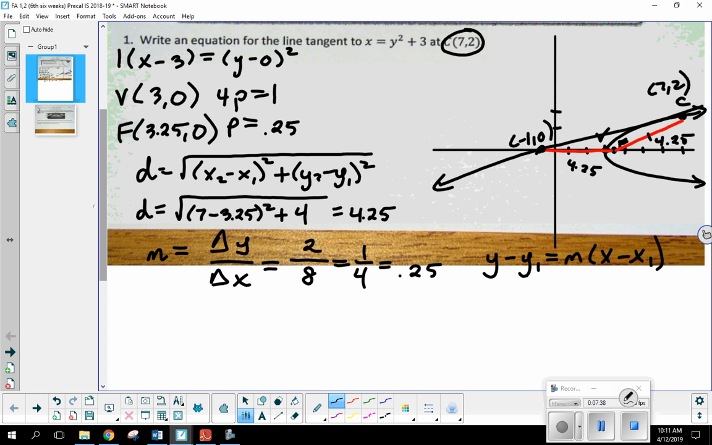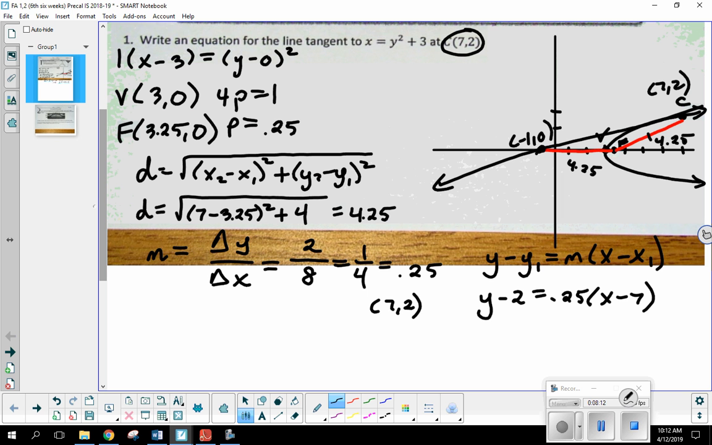Okay. But what point do we want to use? It does not matter. Negative 1, 0 or 7, 2. Jasmine, what do you think? What point would you like? Negative 1, 0 or 7, 2? 7, 2. So I'm going to use the point 7, 2 with this slope. Okay. So y minus y1 would be y minus 2, because I'm subtracting the y value, equals the slope m, 0.25, times x minus x1, x minus 7.